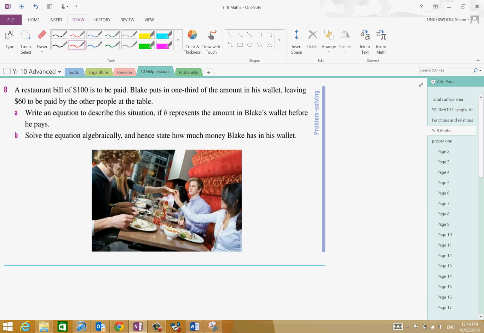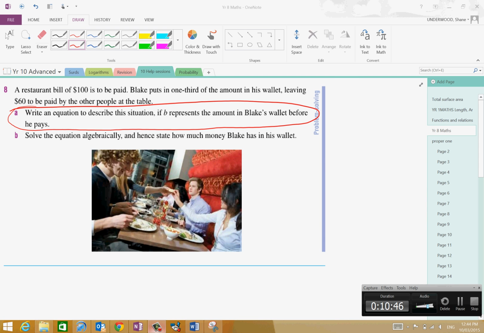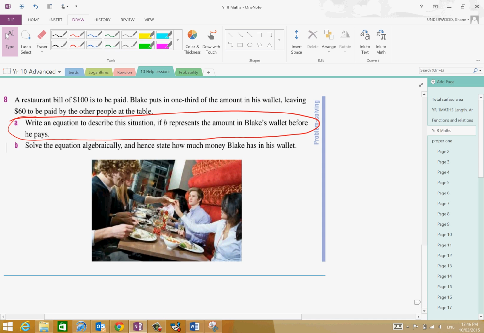All right. A restaurant bill of $100 is to be paid. Blake puts 1/3 of the amount in his wallet, leaving $60 to be paid by the other people on the table. Write an equation to describe the situation. I'm going to pause the video very quickly and you're going to have a go at this now, please. Here we go. We're back in the room.